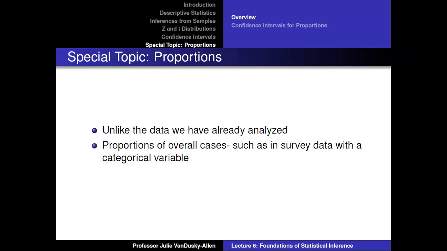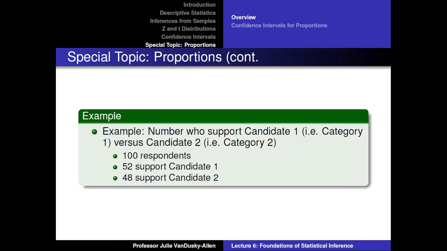Now I'm going to talk to you about a special topic, proportions. We have not worked with proportions yet. With a proportion, we want to know how many cases in a variable fit into a category of that variable as compared to all the cases in a variable. We normally use proportions when we use survey data. For example, if we collected data on the number of people who supported two different candidates, we'd be working with proportions. There would be two categories of the variable, one category for respondents who support candidate 1 and one for respondents who support candidate 2.